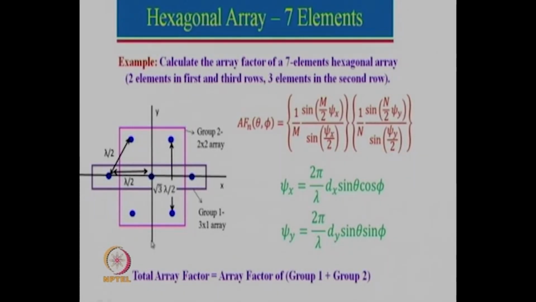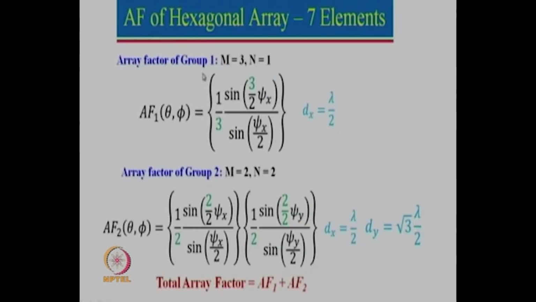So these 7 elements can be broken into 2 groups. Group 1 consists of 3 elements here, and group 2 consists of a 2 by 2 array over here. If we can find out individually the array factor for group 1 and group 2, then the total array factor will be the sum of these. So let us just see now what the pattern will be.